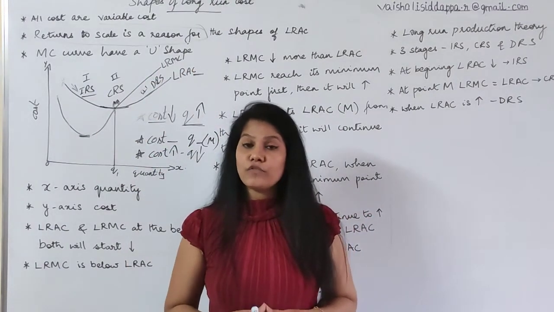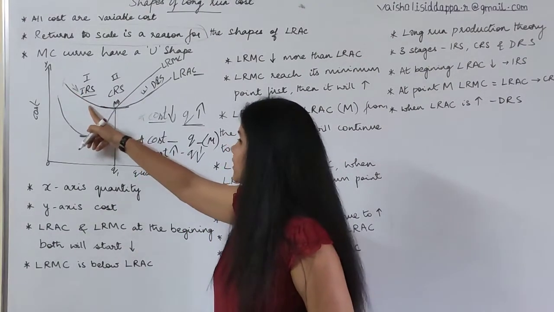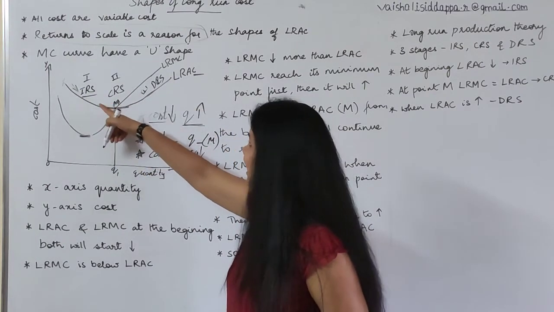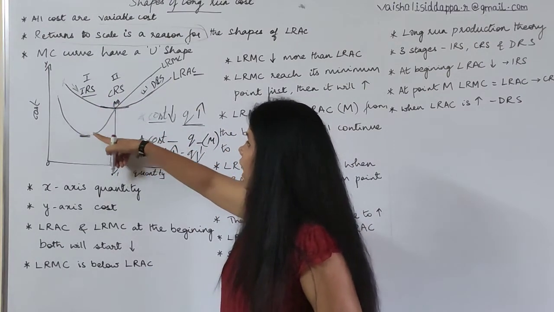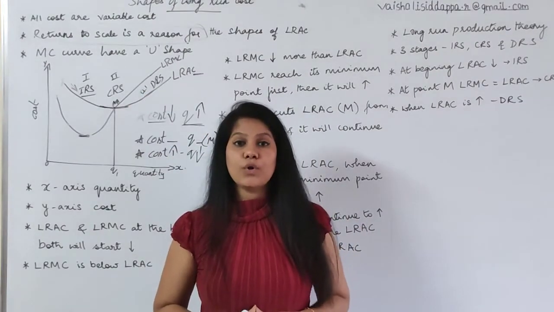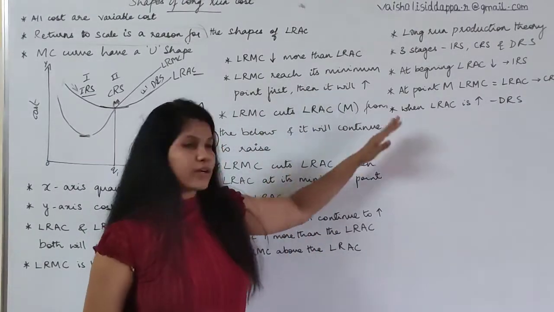This is also one of the 4-mark questions. I hope you understood what is the reason behind LRMC. It's a broad U, and how exactly LRAC and LRMC are moving with each other, how they are going to cut, how they are going to intersect each other. So I have really cleared all your confusions, I guess.